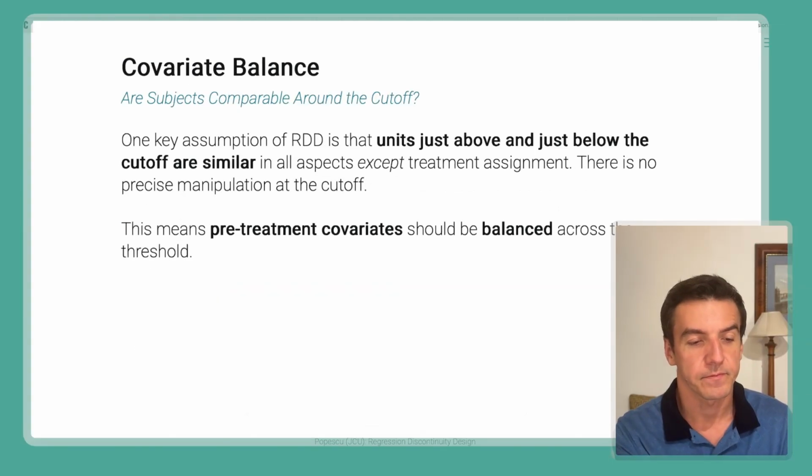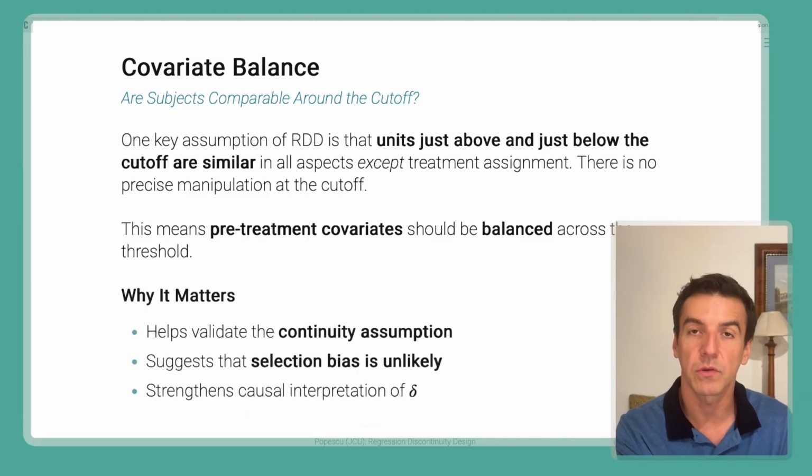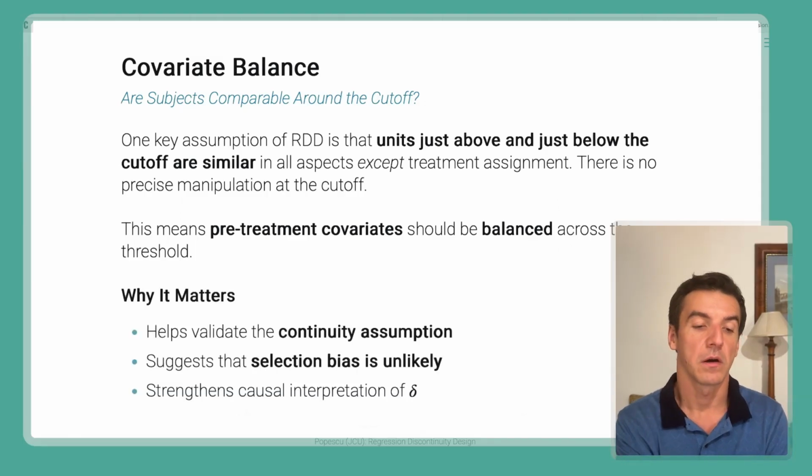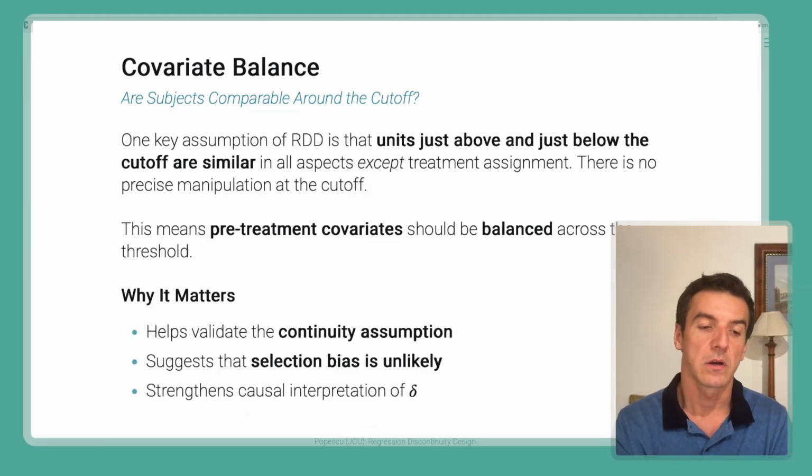Okay. This means that pre-treatment covariates should also be balanced across the threshold. The reason it's important to have pre-treatment covariates is that this allows us to evaluate the continuity assumption that pertains to the RD design, but also further reinforces our belief that we do not have selection bias. So this means that we can interpret the delta causally.